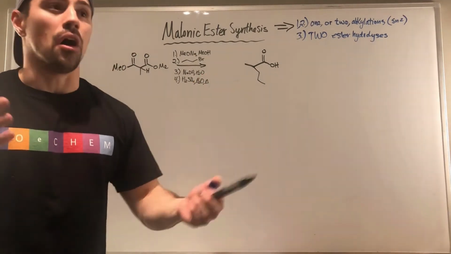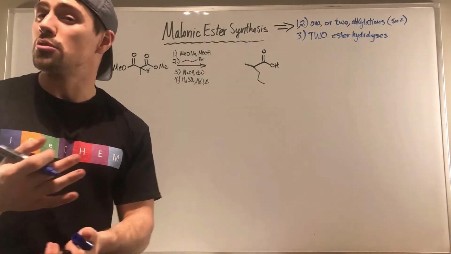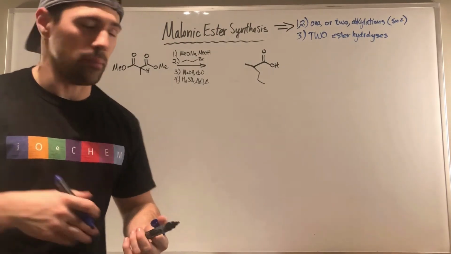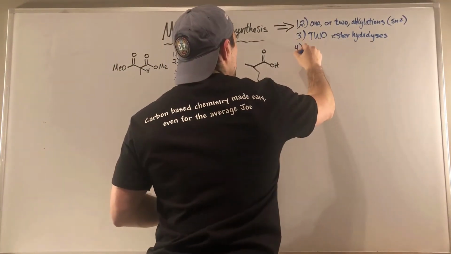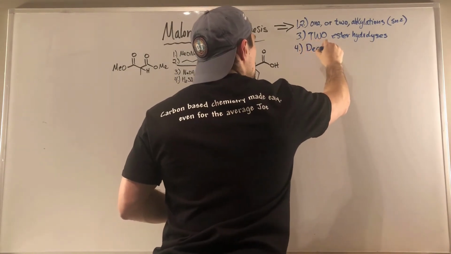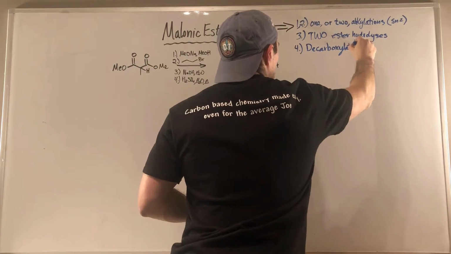Or, see, this is where the annoying part is. It's a lot of proton transfers, and sometimes people do it differently. You'll see what I mean. So 2 ester hydrolyses, and then hopefully 4 looks very familiar. We're just going to top it off with a decarboxylation.